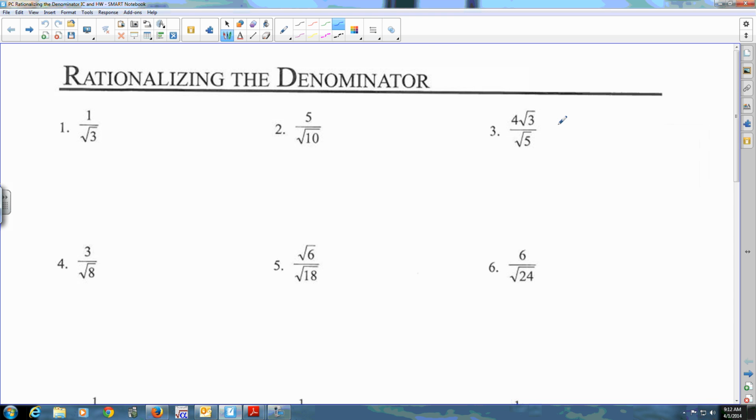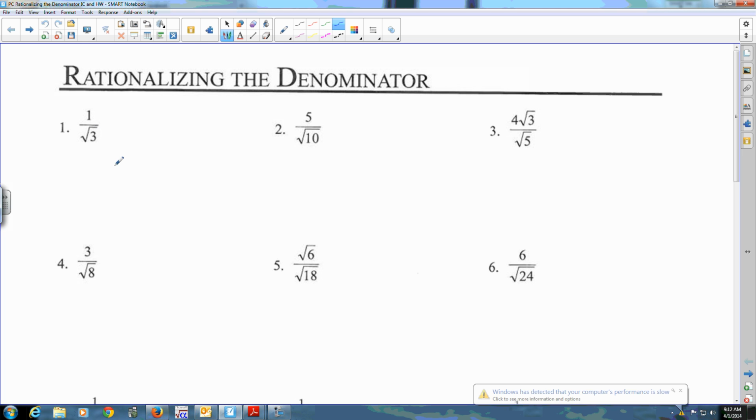This is for pre-calculus. It's on rationalizing the denominator. The idea is you want the radical in the bottom to go away. That it's an etiquette thing. It's not necessarily that it's mathematically wrong. It's like chewing with your mouth open at the dinner table. It's just something you're not supposed to do.